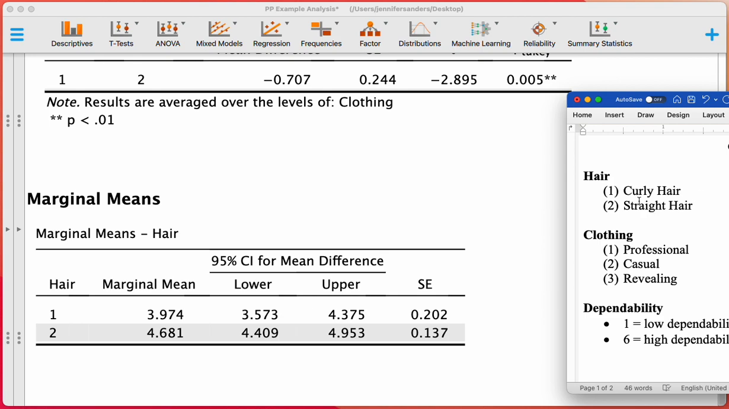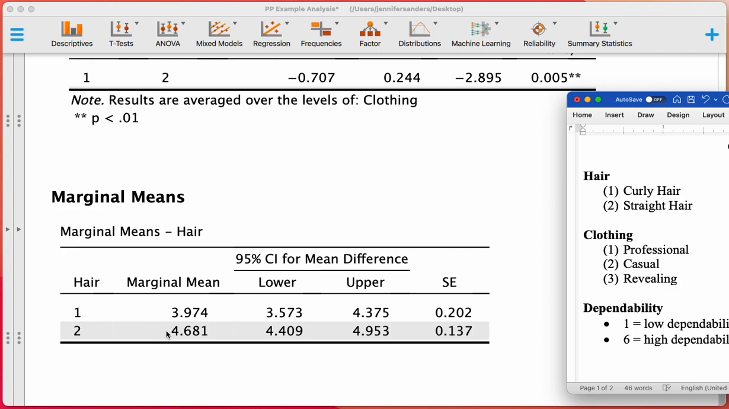So curly hair was coded as 1 and straight hair was coded as 2. So this is the marginal mean for curly hair, and this is the marginal mean for straight hair. What this tells us is that regardless of what type of clothing, any of the candidates with curly hair were perceived on average of being dependable at about 3.97 out of 6. And regardless of what clothing the straight hair candidate was wearing, they were perceived as 4.68 on the dependability scale.